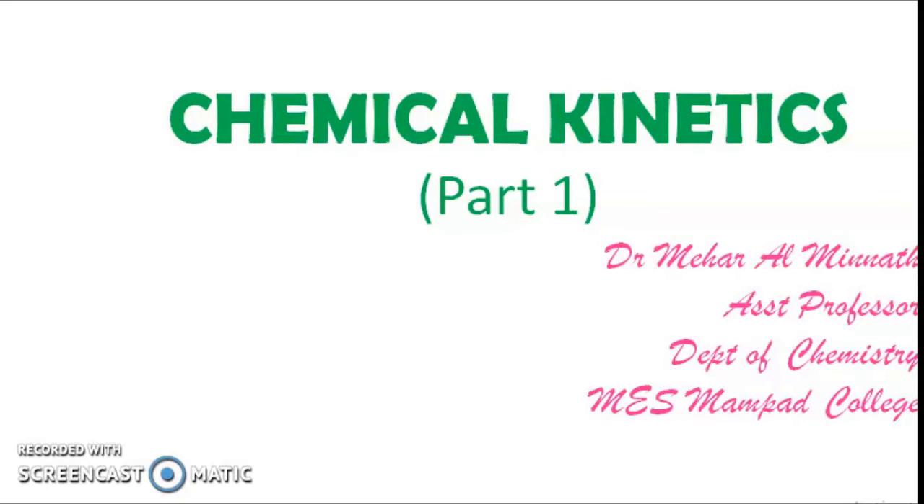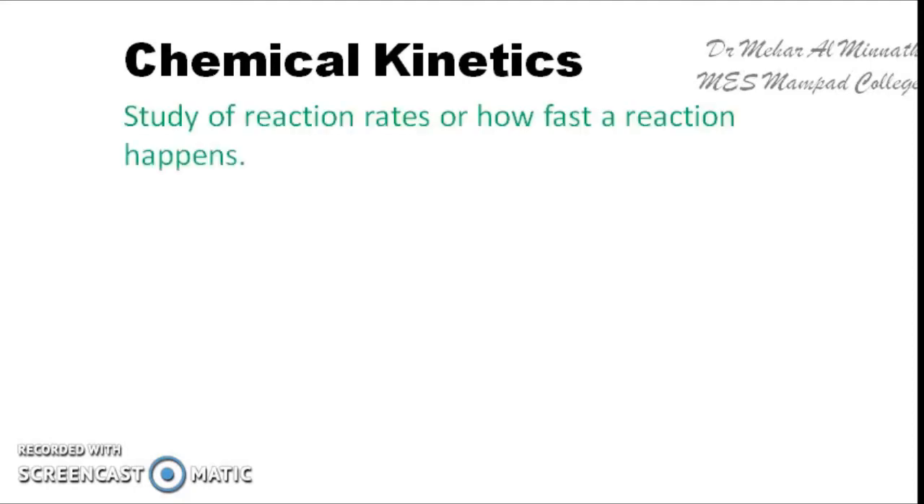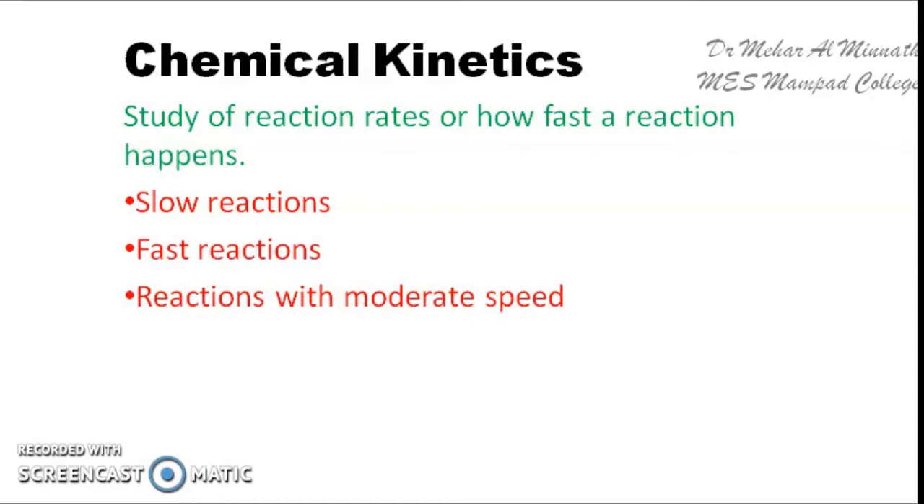Now let us see what chemical kinetics is and what aspects we deal with in chemical kinetics. Chemical kinetics is nothing but a study of the rate of a reaction. That is, how fast a reaction happens, what is the speed of a reaction, is studied under chemical kinetics. There are different types of reaction depending upon speed, like slow reaction, very fast reaction, and moderate reaction.